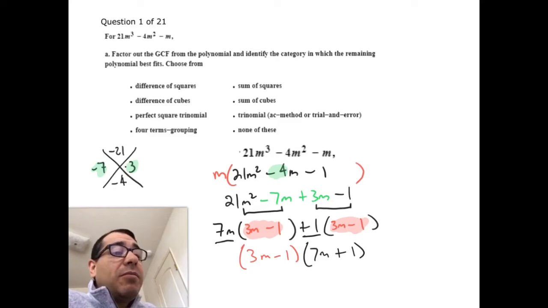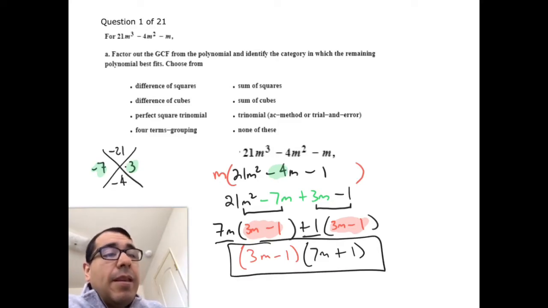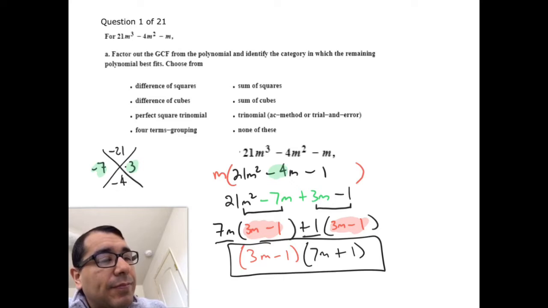So here's our first example. And this happened to be a trinomial, and we decided to use the AC method for this one. Let's take a look at the next problem.